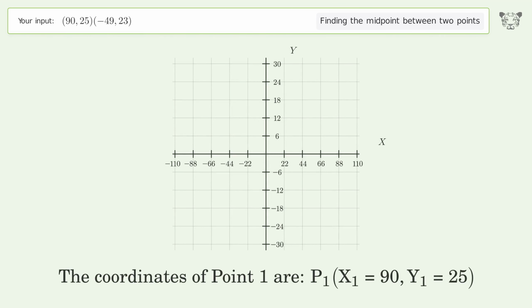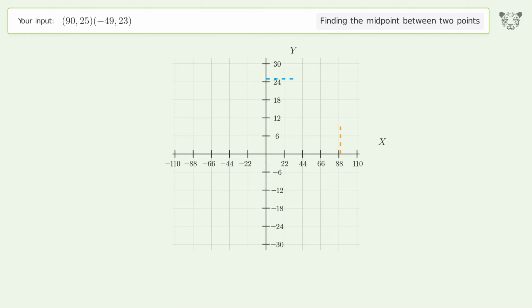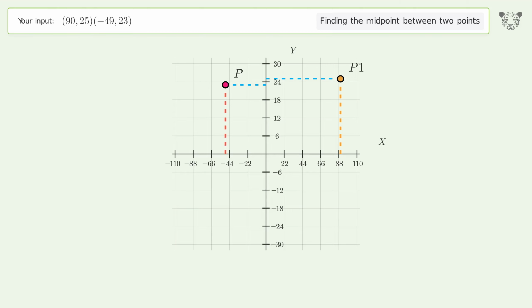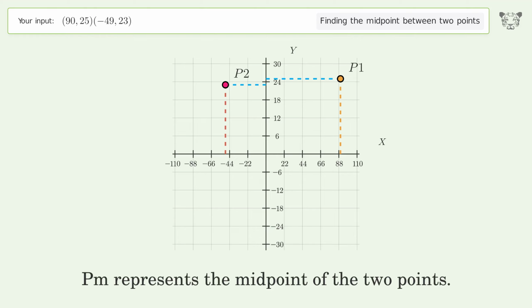The coordinates of point 1 are x1 equals 90, y1 equals 25. The coordinates of point 2 are x2 equals negative 49, y2 equals 23. PM represents the midpoint of the 2 points.